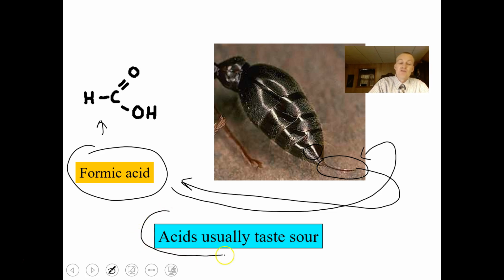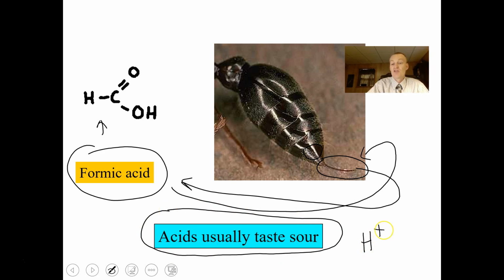Now, if you ever taste an acid, an acid usually tastes sour. Hydrogen ions, when they're in large amounts in solutions, will taste sour. So when you drink, say, orange juice, it's kind of sourish, because it has citric acid in it.